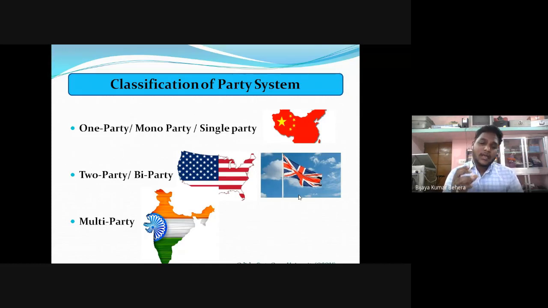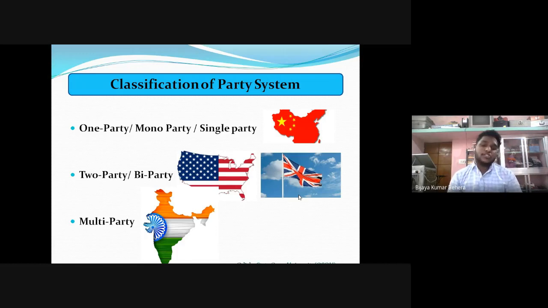Essentially, this is a simple system. In a bi-party system, the administrative system is so simple, because you have only two options, either A or either B. And it is a responsible government, because in a bi-party system, with only two political parties, those who come to power become more responsible. There is no chance for dictatorial rule. These are the merits of a bi-party system.